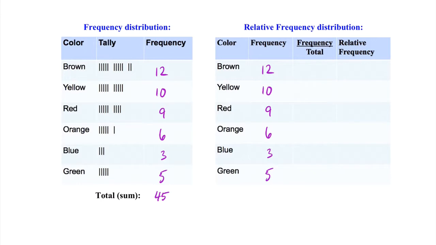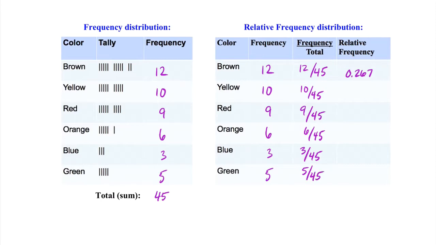So for our next column, the frequency divided by the total, we're saying for brown, we're going to take 12 and divide that by 45 in order to get the relative frequency. That would give us a value of 0.267, which is the relative frequency, or 26.7% of the M&Ms were brown. Similarly, we do the same thing for the remaining categories. Yellow is 10 divided by our 45, red gives us 9 divided by our 45, orange would be 6 divided by 45, blue would be 3 divided by 45, and finally green would be 5 divided by 45.